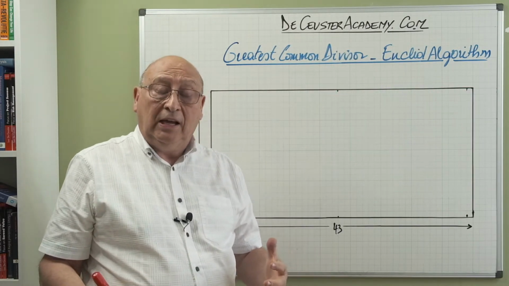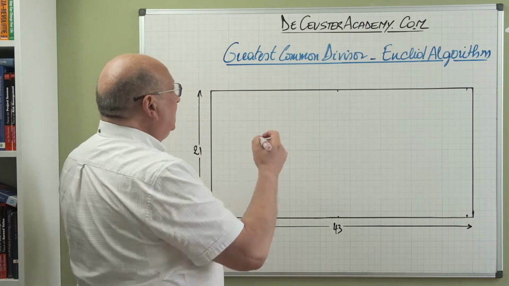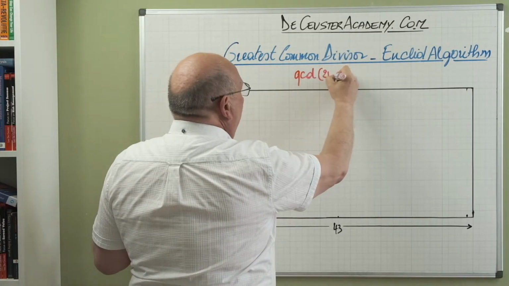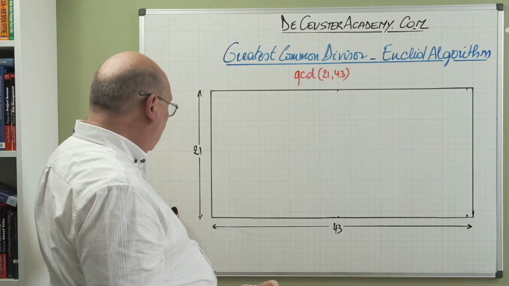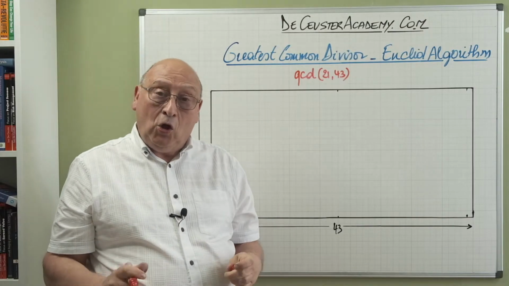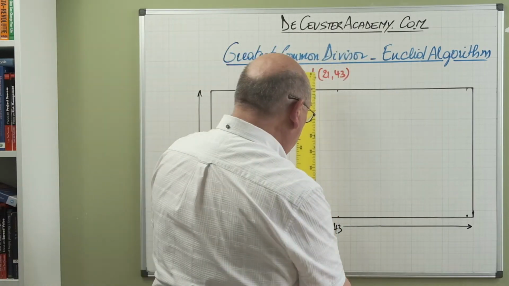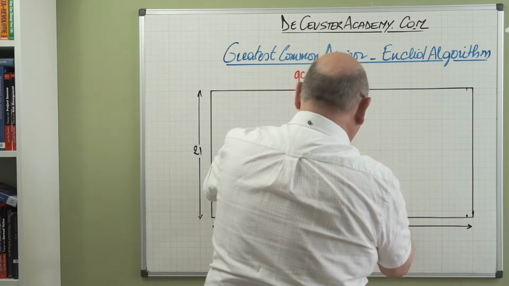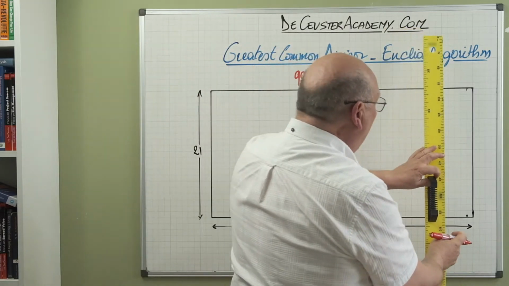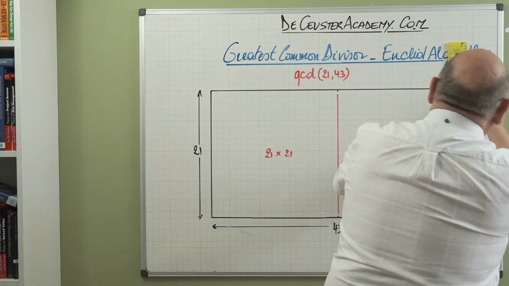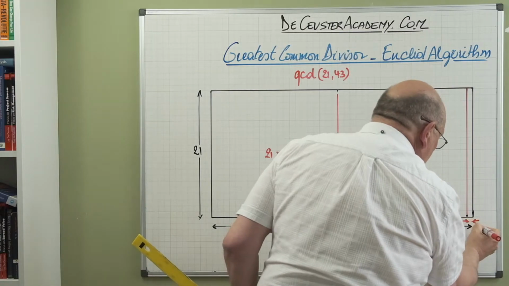The easiest representation and explanation of the Euclid algorithm is to draw a rectangle. We're going to look at the GCD of the two numbers 21 and 43. Based on this, we have a rectangle with height 21 and a width of 43. What we're going to do is split it up. We take parts of 21. So we have one part here, this is 21 times 21, and we have another one, we have 43, so we can have 2 times the 21, which is also 21 times 21, and what remains here is 1.